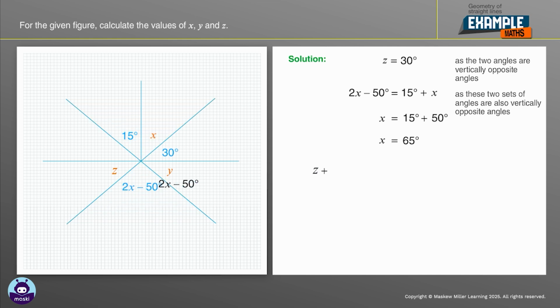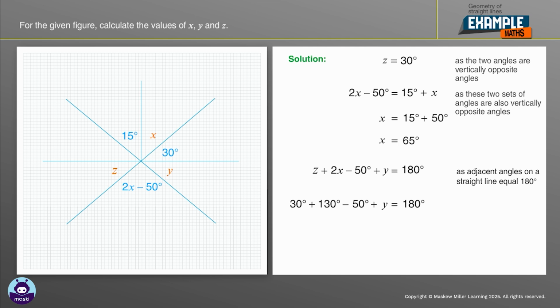z plus 2x minus 50 plus y equals 180 degrees, as adjacent angles on a straight line equal 180 degrees. Substituting the values of x and z, we get 30 plus 130 minus 50 plus y equals 180 degrees. Hence, y equals 180 plus 50 minus 130 minus 30 equals 70 degrees.